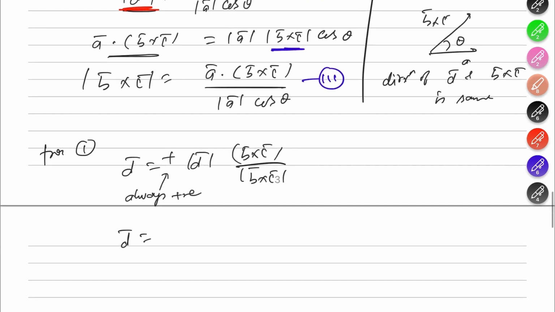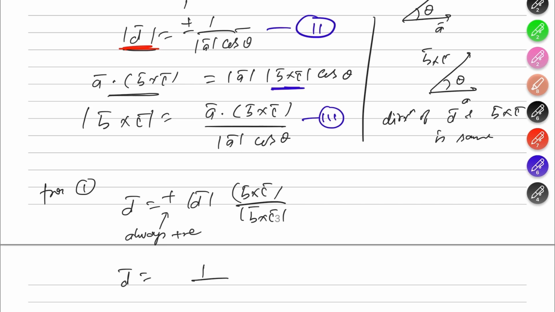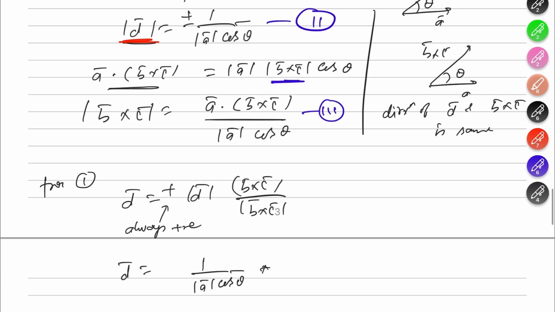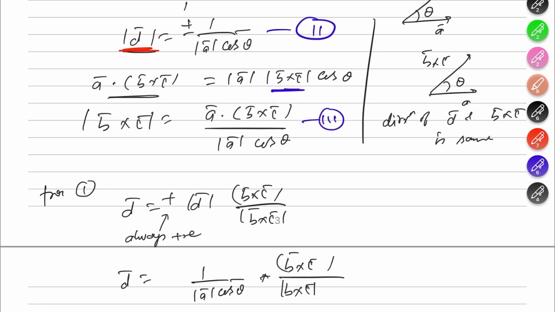So vector D, let's substitute the value of magnitude of D. Magnitude of D is 1 upon mod A cos theta, and let's say we have magnitude of D, 1 upon magnitude of A cos theta, and B cross C vector divided by magnitude of B cross C.